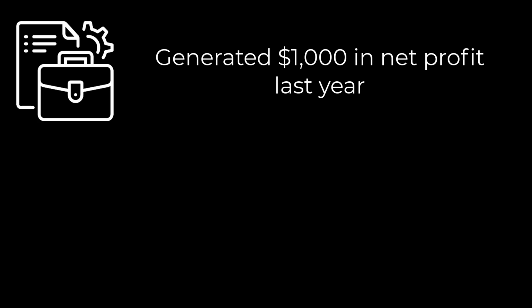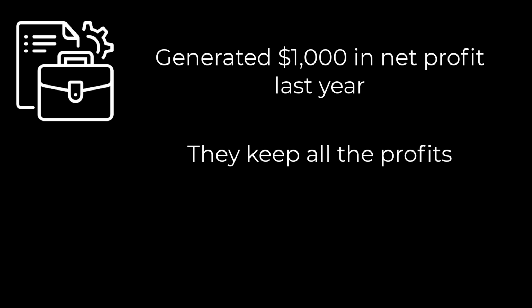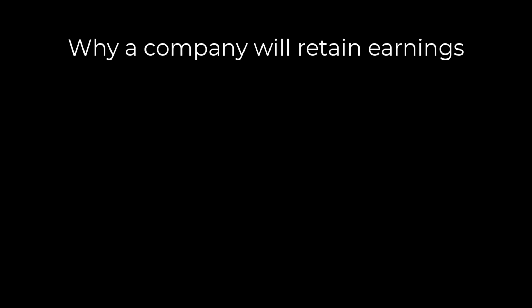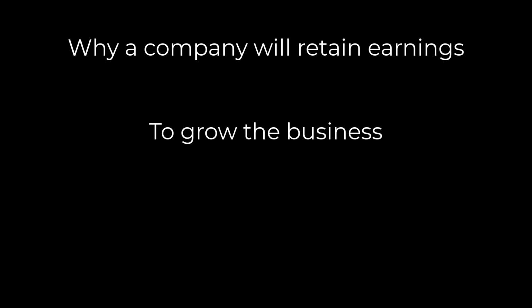Let's say a company generated $1,000 in net profit last year. If they decide to keep all those profits and not pay a dividend, then the net profit will move from the income statement to the balance sheet where it will be recorded as retained earnings. This is equity because it is money that is owed to the shareholders. A company will often choose to retain earnings so they can use them to grow the business.